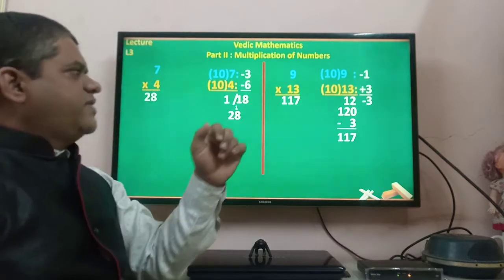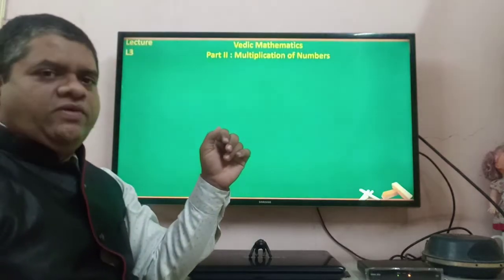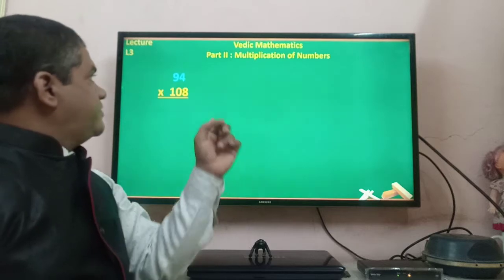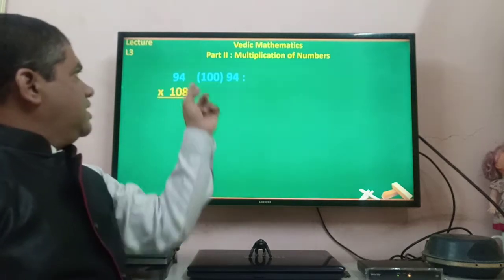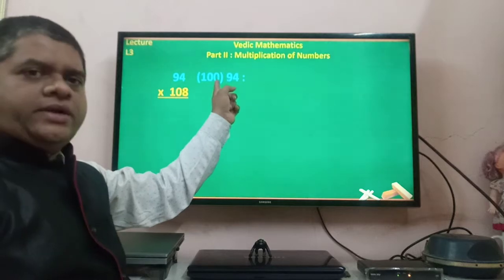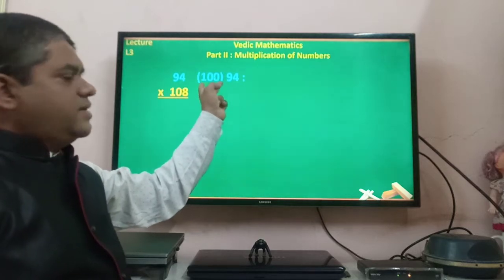To begin with, we have taken this simple example. Now in this slide, we have taken the multiplication of these numbers. Again, this 94 is closer to 100, so we have selected 100 as a base.